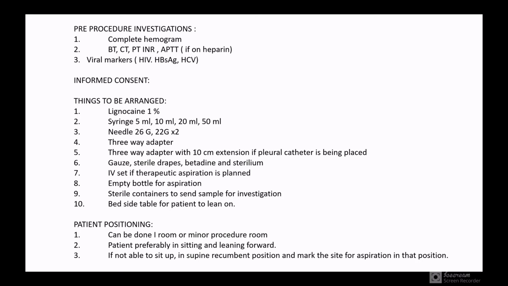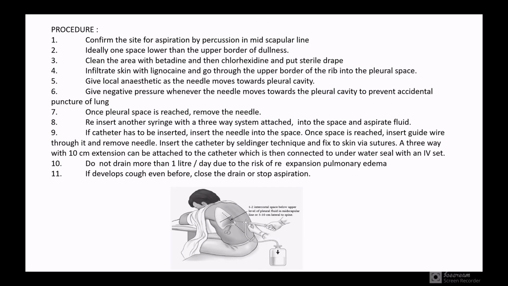Now patient positioning, how you have to position the patient. You can see the images, and I will also put the images down. The patient should be in the minor procedure room, preferably sitting and leaning forward. If not able to sit, then in the supine recumbent position, and mark the site for aspiration in that position. You can see the position, right? The black and white image is shown.